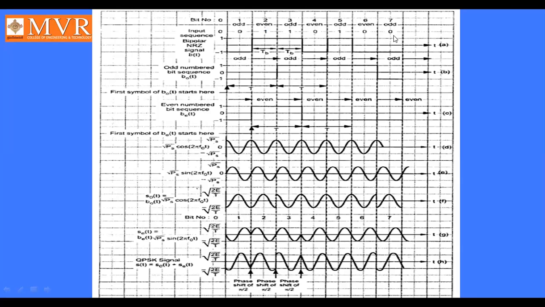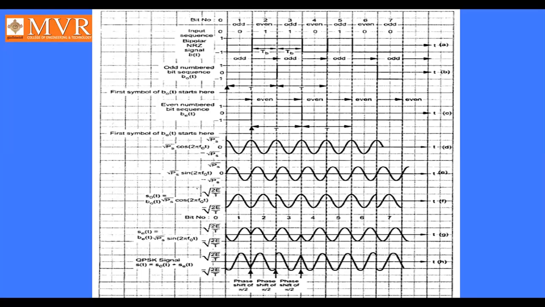We can take any example. So the first bit is an odd bit. Next, 1 is the second bit, an even bit; the third bit, odd; the fourth bit, even; the fifth bit, odd; the sixth bit, even; and the seventh bit, odd. We can number each and every bit. First bit is odd, second bit is even, third bit is odd, like that. After that, we are grouping only the odd-numbered bits here.